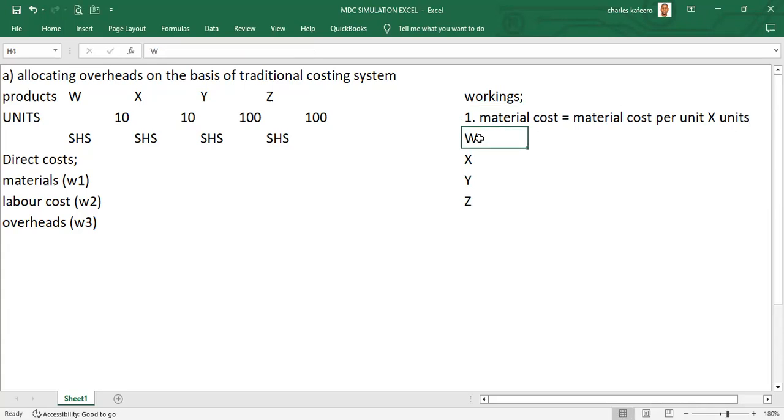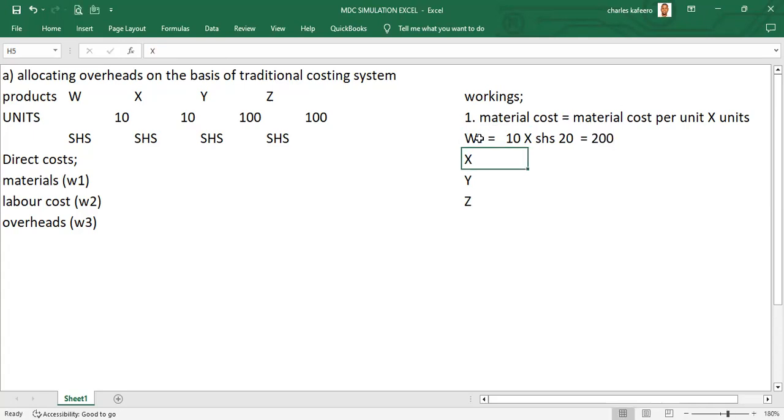So for W, the number of units is 10. So we will be multiplying that by the cost per unit. The cost per unit for product W is 20 shillings. This will give us 200.